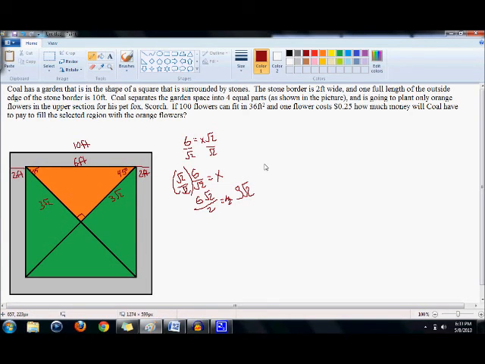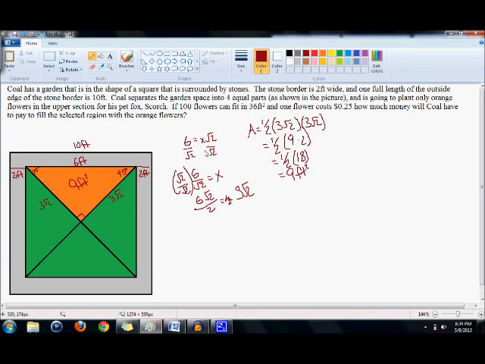Okay, so we have our side lengths. The next step is to find the area. Well, the area for a triangle is 1/2 base, which is 3 radical 2, times the height, which is also 3 radical 2, since you want to make sure that the base and the height are the ones that are perpendicular to each other. So this simplifies to 1/2 of 9 times 2, which is 1/2 of 18, which is 9 feet squared. So this whole area is 9 feet squared.